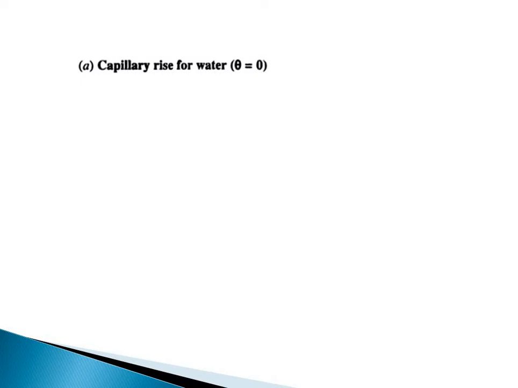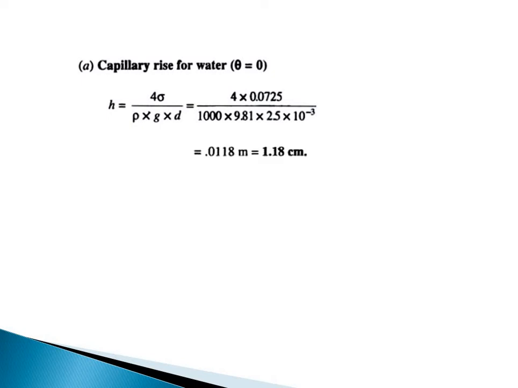So for the capillarity rise of water at theta equal to 0, H can be given as 4 times sigma divided by rho g d. So it is 4 into 0.0725 divided by 1000 into 9.81 into 2.5 into 10 to the power minus 3. So it is equal to 0.0118 meter. So the rise of water in the capillary is equal to 1.18 mm.